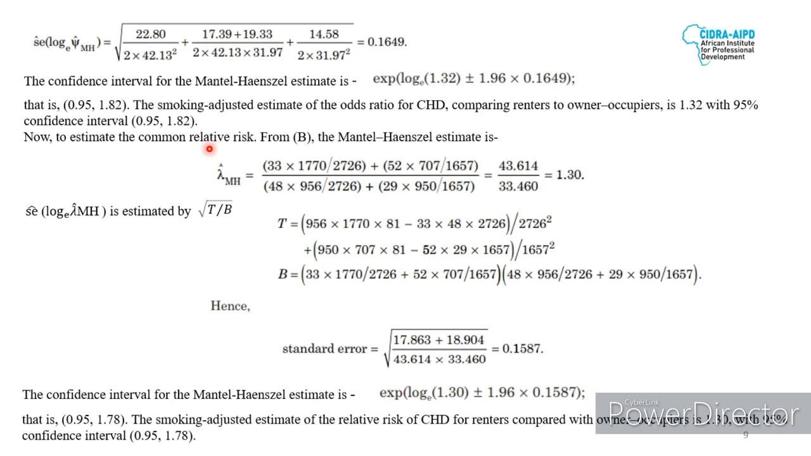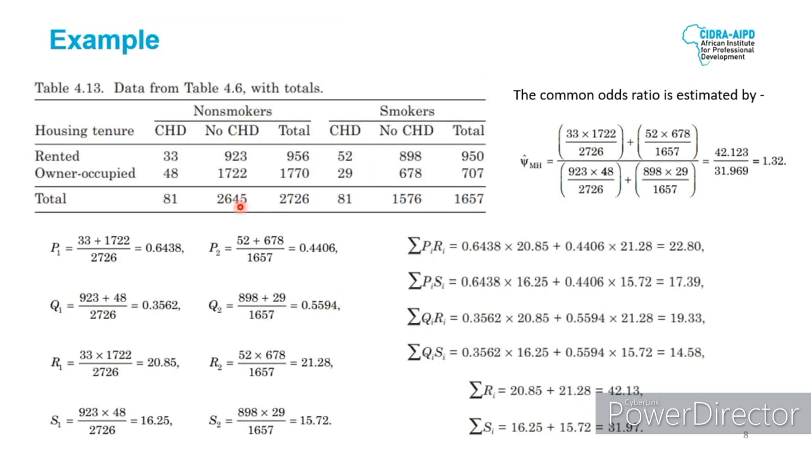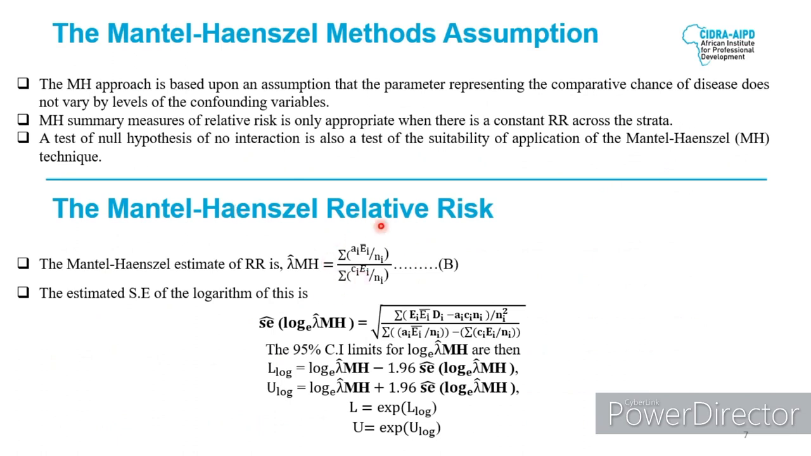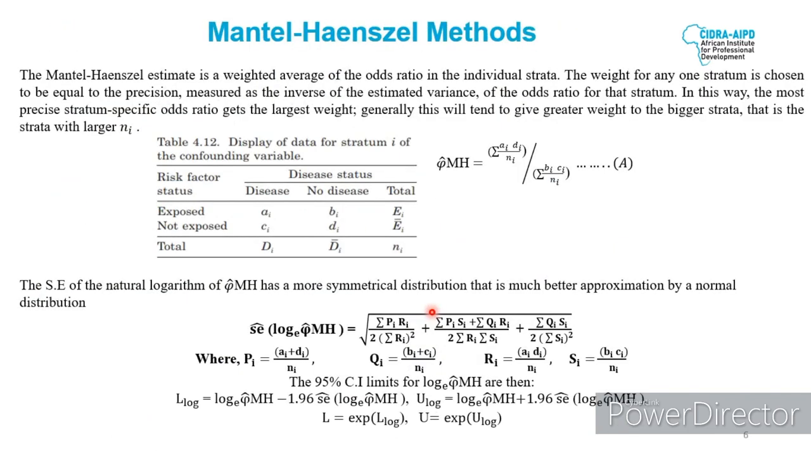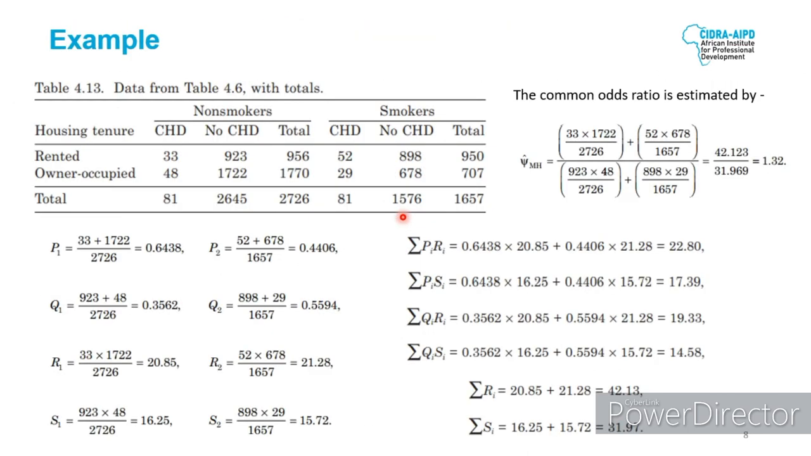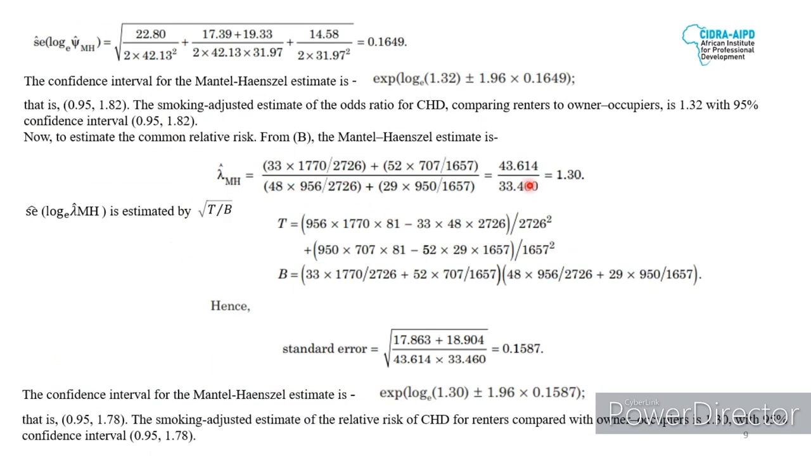Now to estimate the common relative risk, the Mantel-Haenszel, we use this formula for the Mantel estimate. This one is the relative risk formula, where capital EI bar is the non-exposed total, and capital EI is the exposed total. So using this formula again, try to do it yourself and then match your calculations with mine. We get the estimate and then we find the standard error of the logarithm of the test statistics.